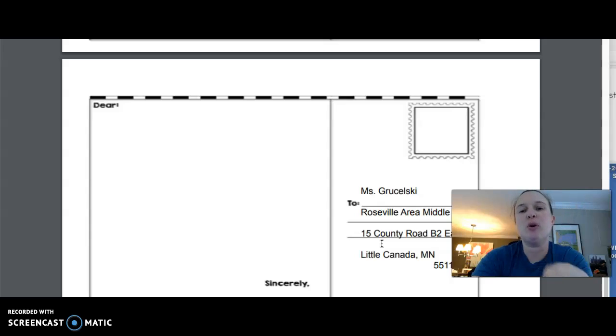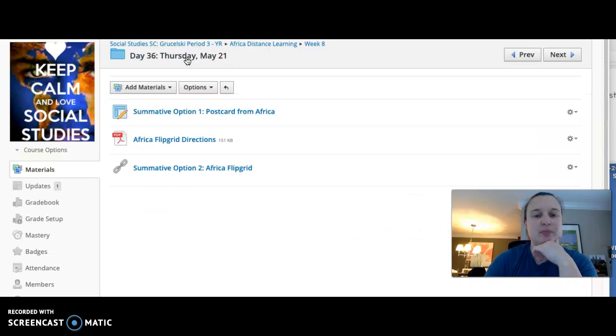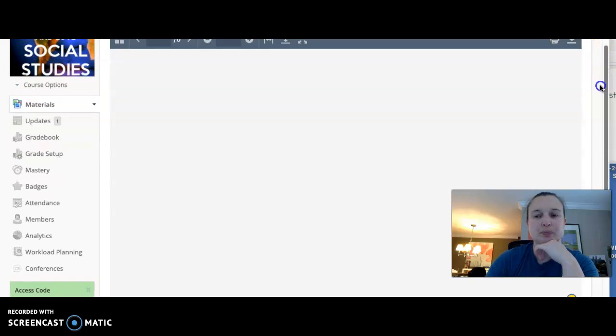You can write this postcard and you'll get 20 summative points. But there is one other way to get the points. You could do the flip grid. So if you want to do the flip grid, we have some directions for that too. Let's open up the directions to see what you have to do.